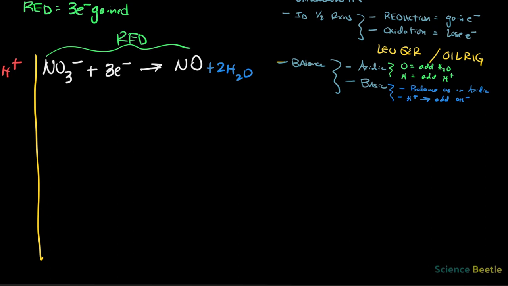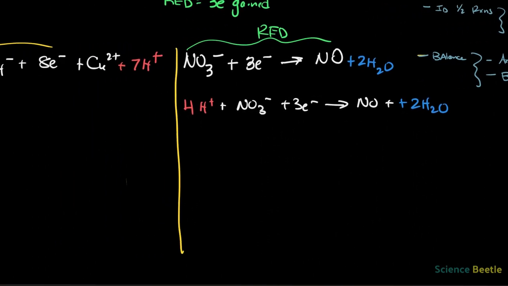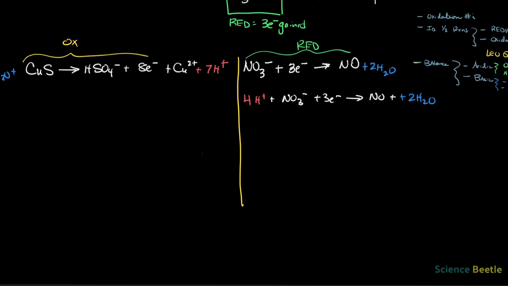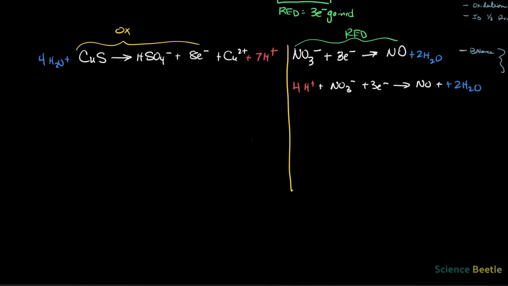So what we'll do here is we're going to put 4H plus, and then you're going to wind up getting here plus the NO3 minus plus the 3 electrons, going to form NO plus the 2 waters that we have there, okay? And so with that in hand, what we're going to do at this point is now we're going to try to resolve everything. So let's kind of bring these 2 equations back together on the same screen.